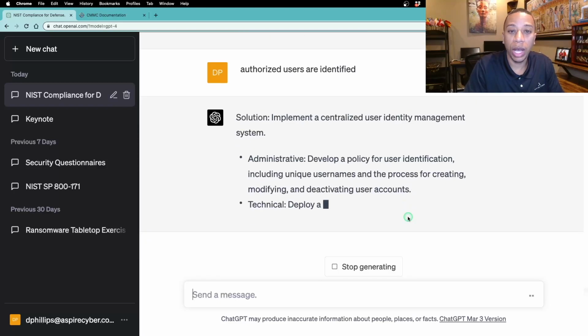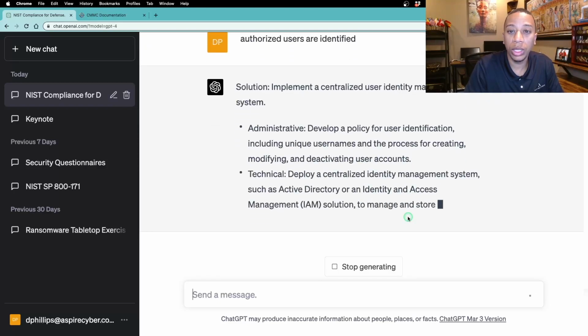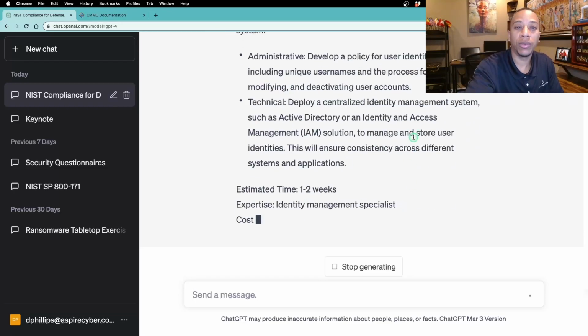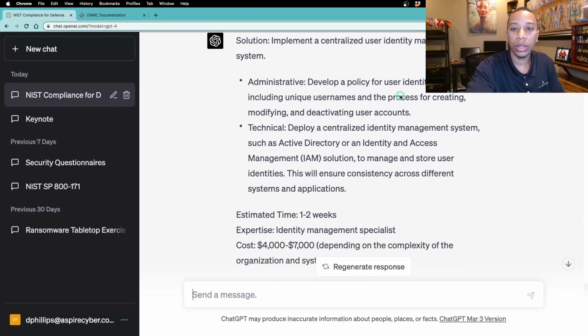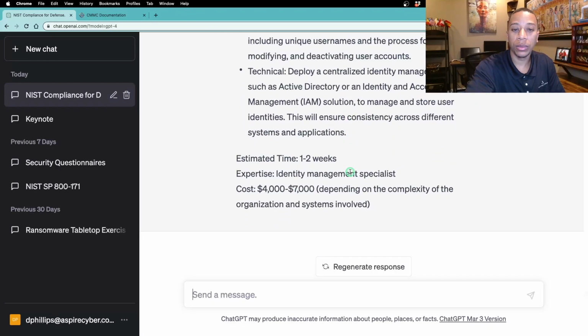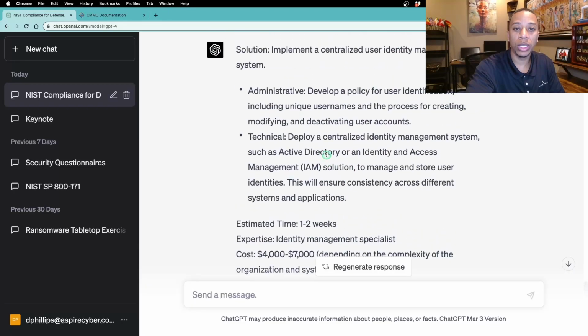So in order to identify authorized users, ChatGPT is saying the solution, we need to implement a centralized user identity management system. So something like Active Directory, for example. So we're going to have a policy for user identification. It needs to include usernames and the process for creating, modifying, and deactivating user accounts. We're going to have that centralized identity management system, such as Active Directory or an IAM solution, because we need to manage and store the user identities. And this gives us an estimated cost and time. So that's the first assessment objective.